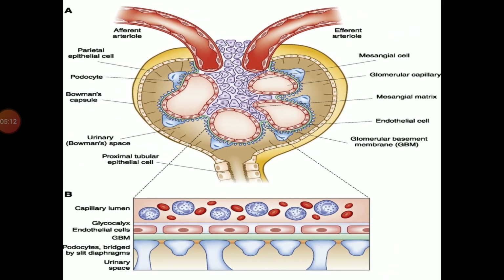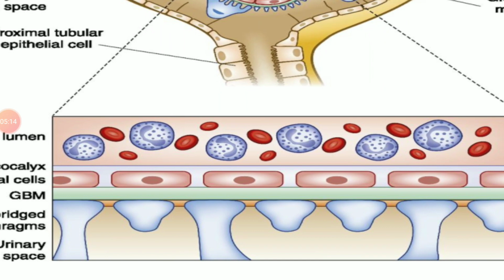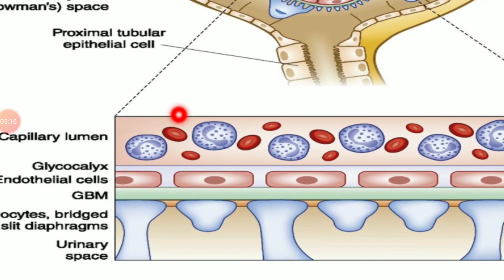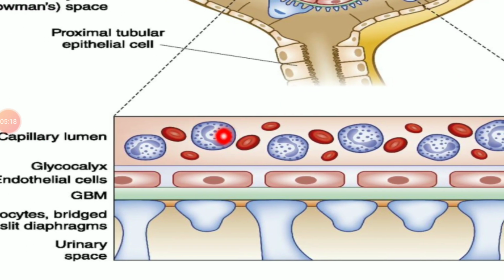So here, this picture is enlarged again. You can see this is the capillary lumen in which there are RBCs and WBCs, and then this capillary wall is made up of these endothelial cells. And here another peculiar feature you can see is that the endothelial cells are not continuous.